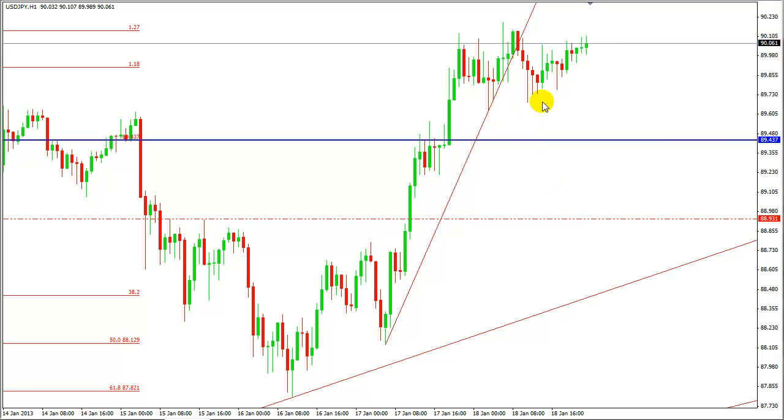And look at these pin bars. Just look at all these pins everywhere. Pin bar long, pin bar short. Confusion in the market, indecision in the market. To me, that tells me to stay away, okay? So that's the roundup for this week.